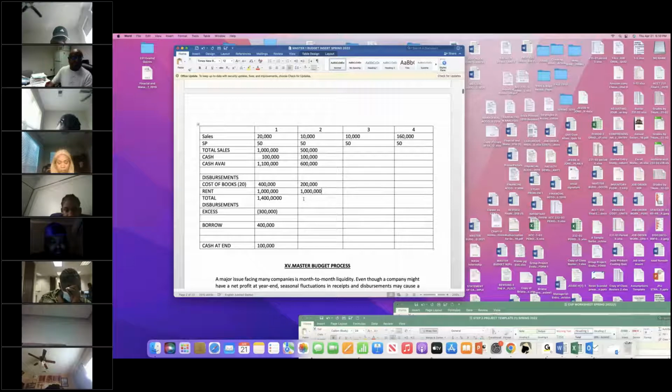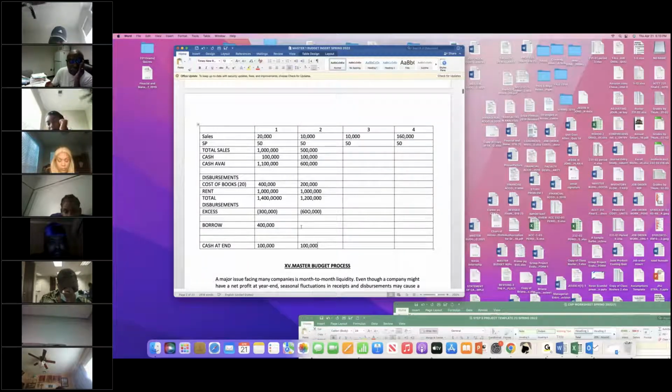So now in the second quarter, we're 600,000 down. So we got to go and borrow. We want this 100,000. So how much money we got to borrow now? Maybe 700,000.